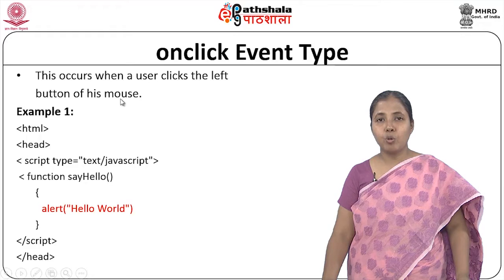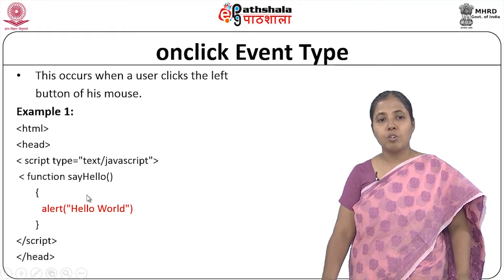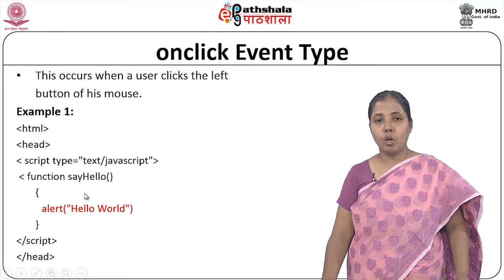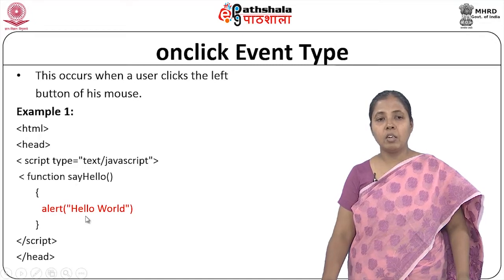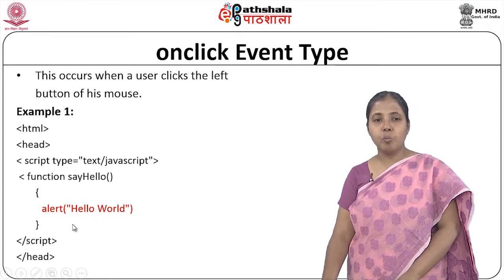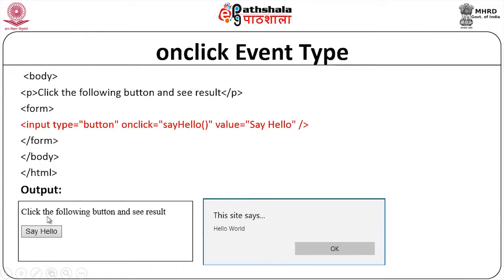This would normally occur when the user clicks the left button of the mouse. So, you can see here we have a function called say hello, which would display an alert as hello world. Now, this function would be called when you click on the button. So, we have an input type as button, and we use the event handler onClick. When you click on the button, it calls the function say hello, and within that function you have given an alert function which would display the string hello world.